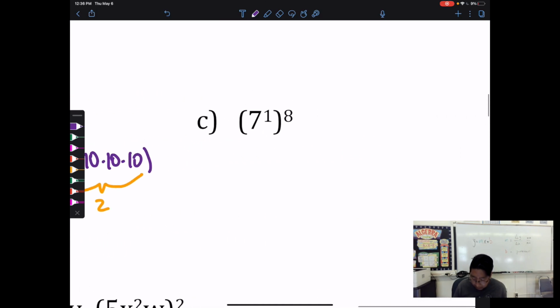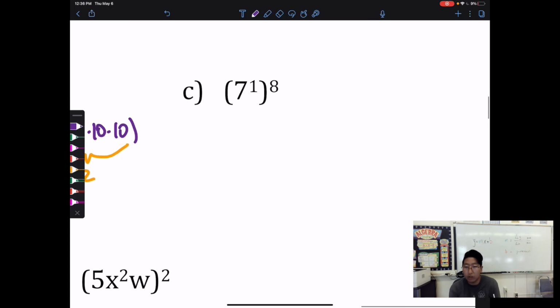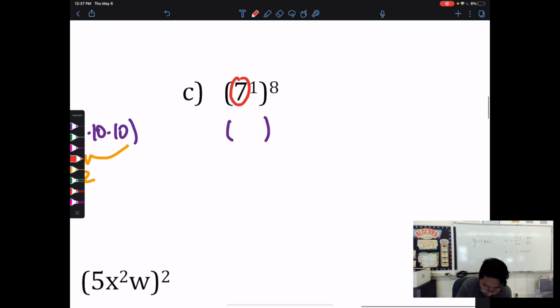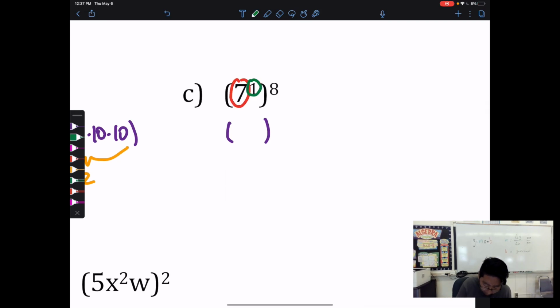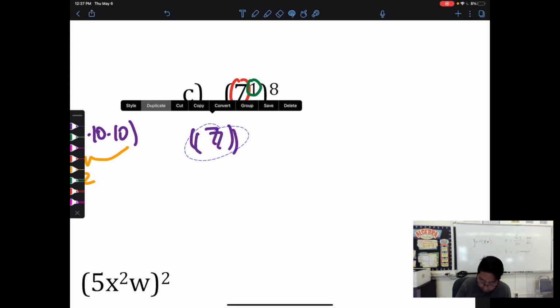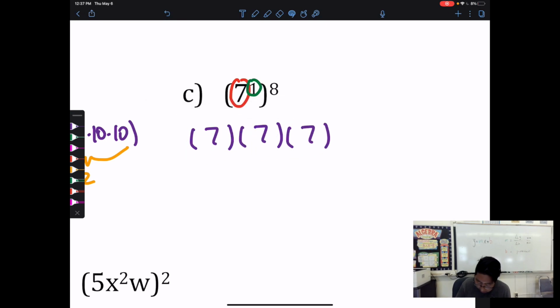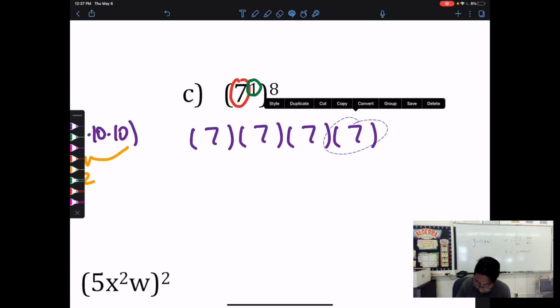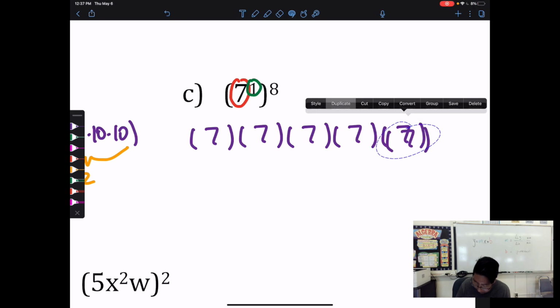All right, this last one I'd like you to try on your own. Go ahead and try it right now. Okay. So, if we look inside the parentheses, the base is 7, the exponent is 1. That makes it pretty easy. Inside the parentheses, we should just have a 7. And so, I'm going to move this and duplicate 1, 2, 3, 4, 5, 6.